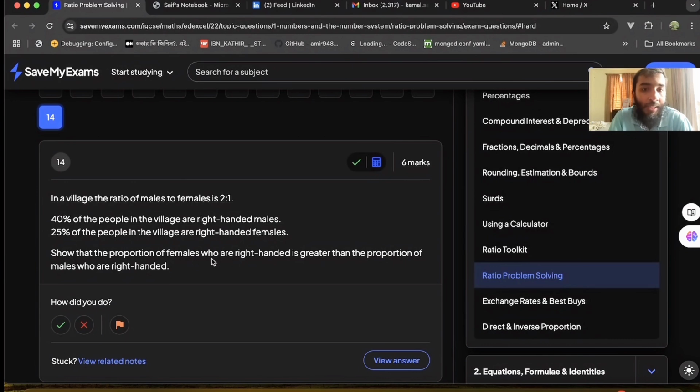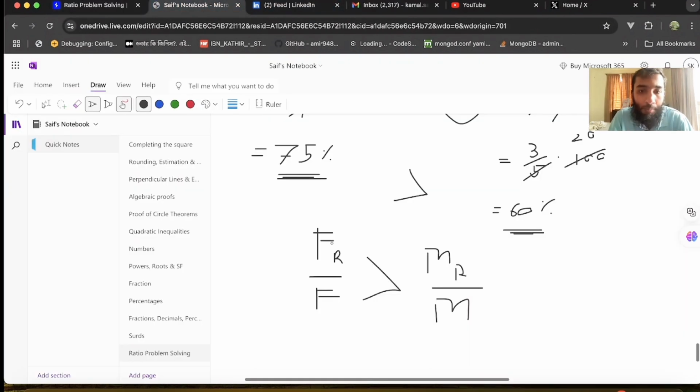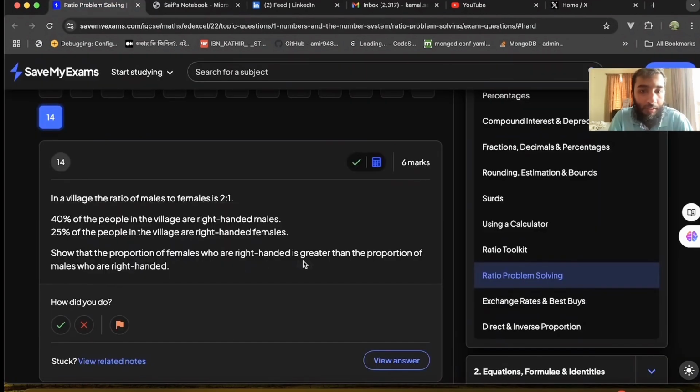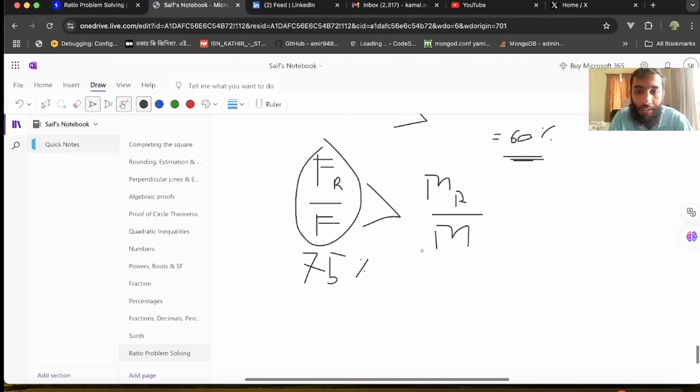The proportion of females who are right-handed is 75%, and this proportion is greater than the proportion of males who are right-handed. The proportion of males who are right-handed is 60%. So 75% is greater than 60%. So this was what was required in the video.